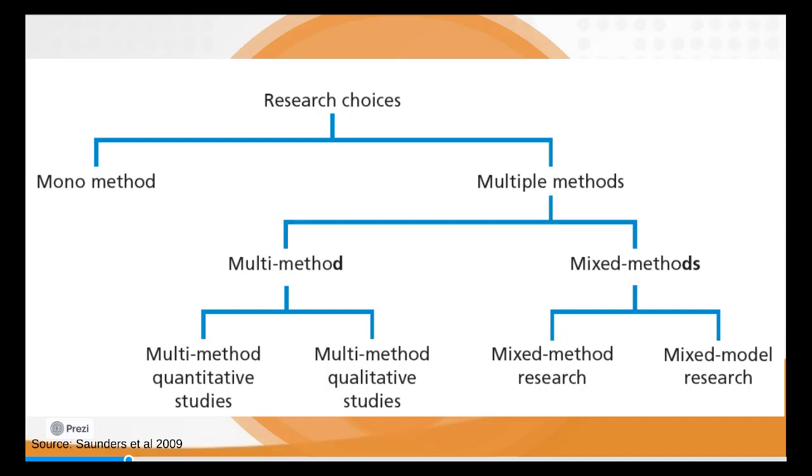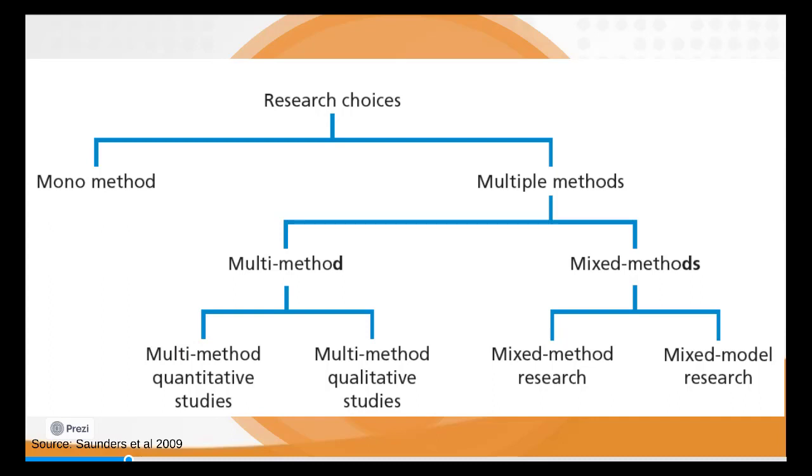On the screen is a flowchart type thing that shows some of your options here. On the left, you see mono method, but then towards the right, you can see different options for multi-method studies. Multi-method studies are those that combine more than one research method in one study. You can get multi-method qualitative or multi-method quantitative studies where you use multiple methods from one approach. So two or more qualitative methods used together in a qualitative study, or two or more quantitative methods used together in a quantitative study.